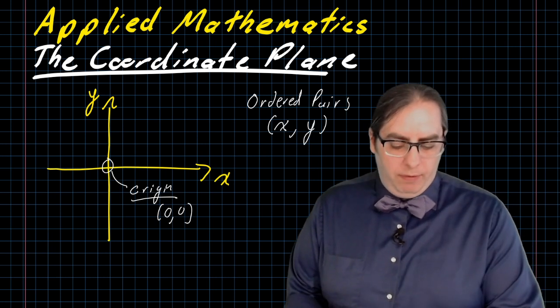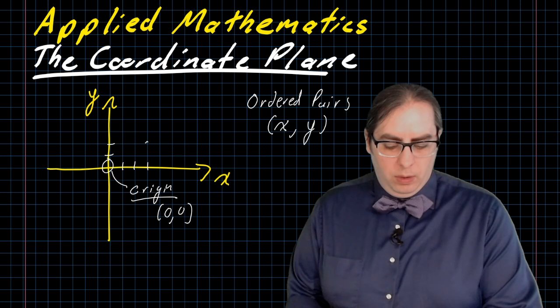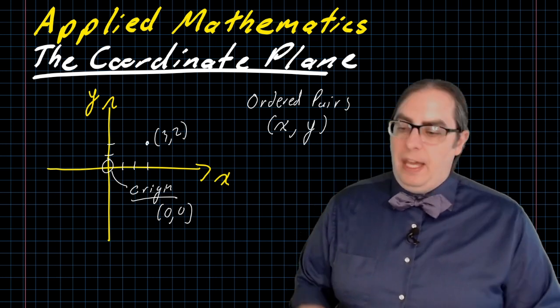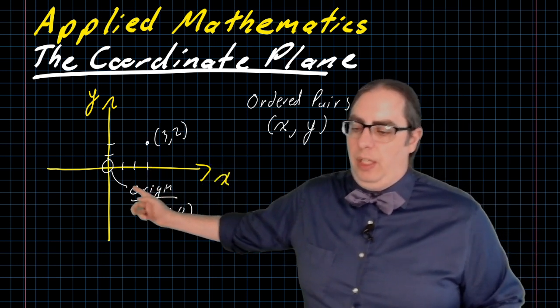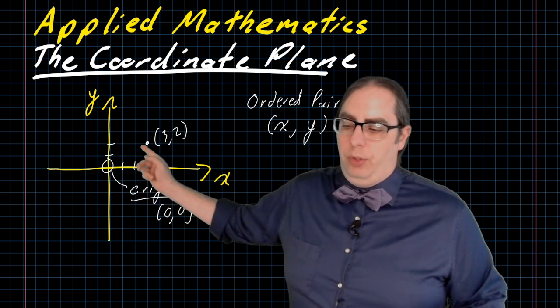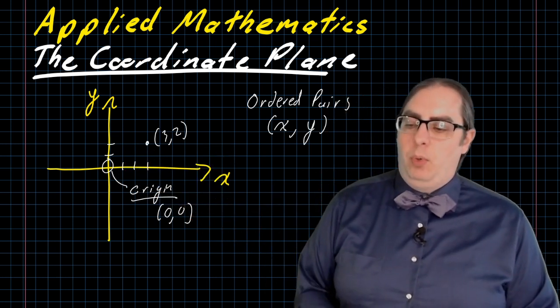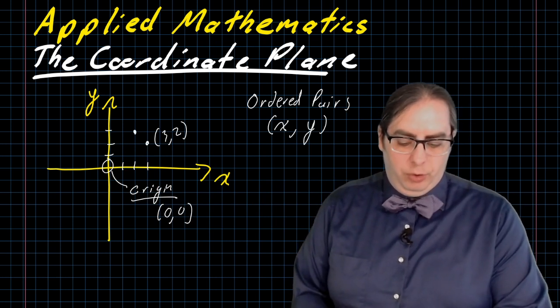So if you have the point (3, 2), that always is going to be the point where x is equal to 3 and y is equal to 2. If you have instead the point (2, 3), that would be the point where x is equal to 2 and y is equal to 3.